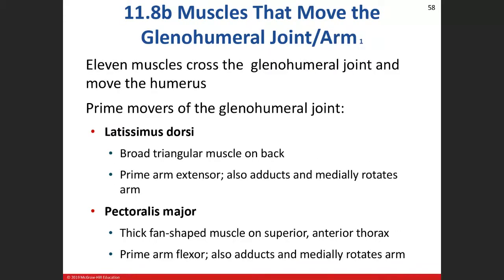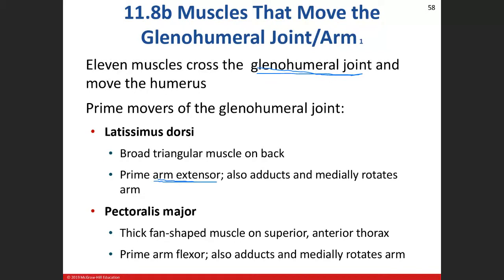All right, latissimus dorsi and pectoralis major. These muscles are going to influence the glenohumeral joint, specifically, for latissimus dorsi, when we're doing pull-ups, for example. When we're doing pull-ups, it causes extension of the arm. Your arm is moving back.